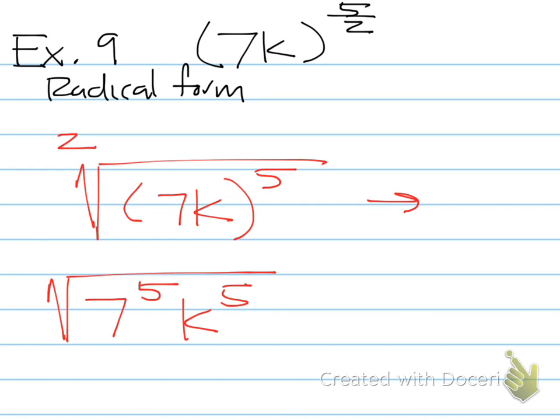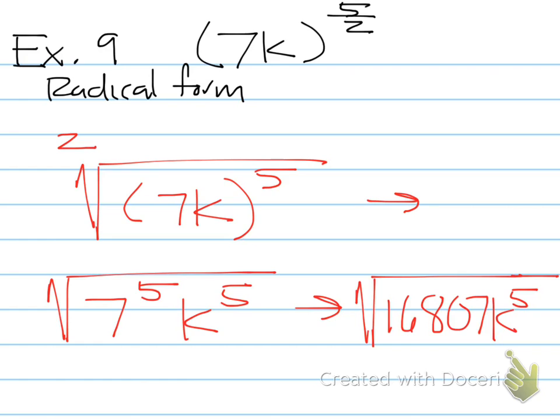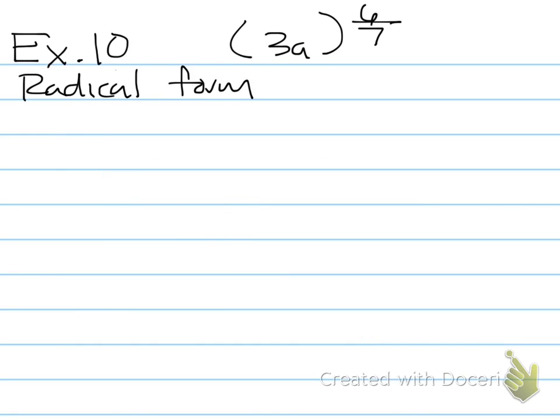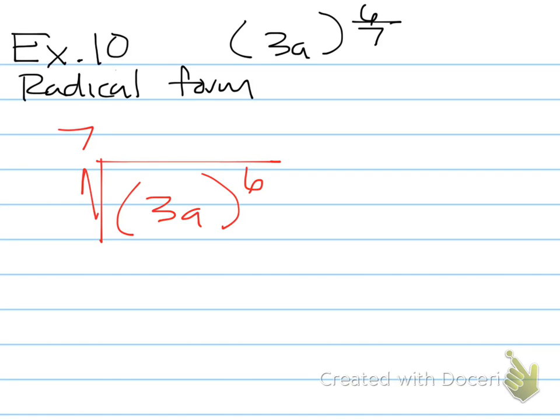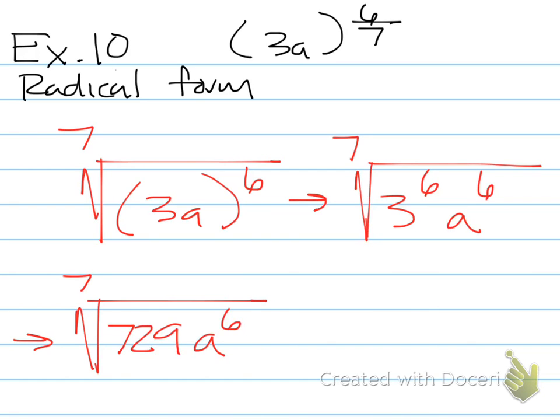So we can calculate 7 to the 5th. 7 to the 5th power is 16,807, and then times k to the 5th power. All right, so the 7 is in the denominator, so that's our index for the radical. And then 6 is going to be the power for the 3a. We want to raise the 3 to the 6th power and the a to the 6th power. 3 to the 6th power is 729, and then times a to the 6.